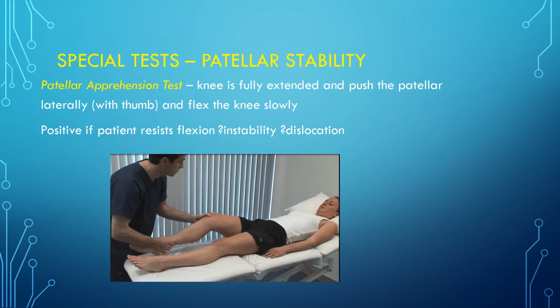Moving on to the testing of patellar stability. In this, we're looking for any instability or dislocation of the patella. So in this test, keep the knee fully extended and push the patella laterally using my thumb, and then begin to flex the knee slowly, keeping the pressure on laterally with my thumb. If the patient starts resisting flexion, that may be a sign of instability or dislocation of the patella itself.